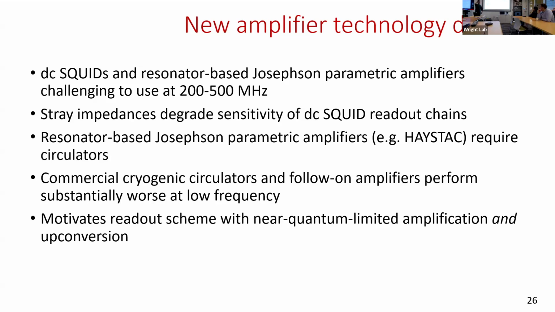When we look above 500 megahertz, you get things like resonator-based JPAs. These have become a workhorse in axion searches. Haystack has used them to great effect. But these are inherently one-port devices, and to embed them in the two-port microwave environment, circulators are required. But circulators in the 200 to 500 megahertz range, commercial cryogenic ones, perform substantially worse than their gigahertz counterparts. They have 10 times the insertion loss.